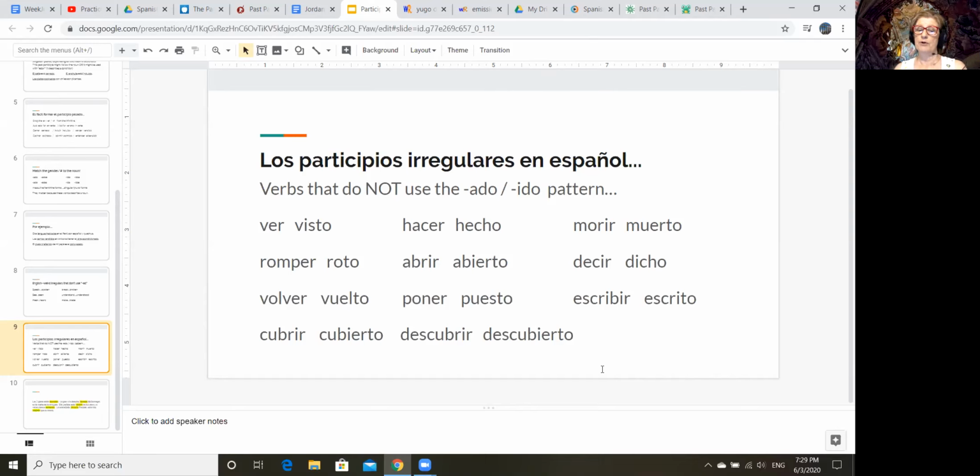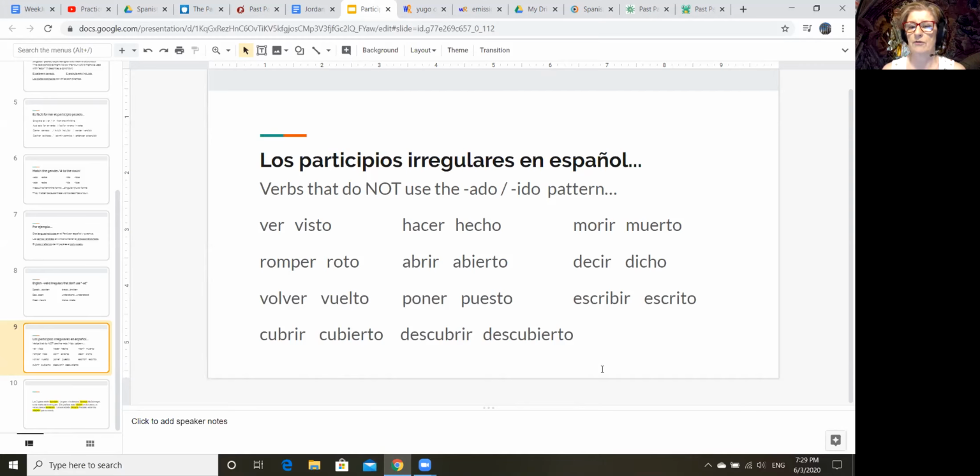Poner, put or placed. Something is placed in a room someplace. Poner, the past participle doesn't look very much like poner. It's got the P and that's about it. Puesto, puesta, puestos, puestas. Morir doesn't look that much. Well, the word dead is muerto. Muerto, muerta, muertos, muertas.